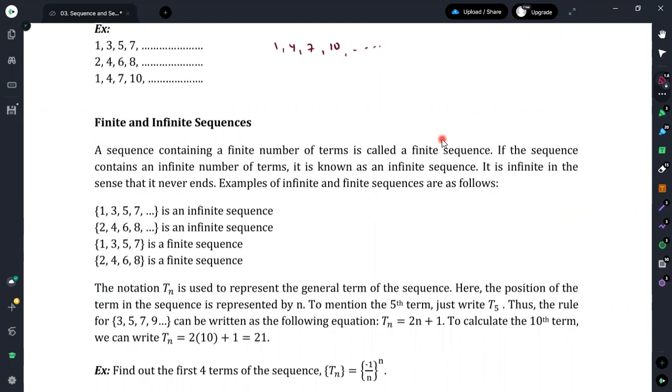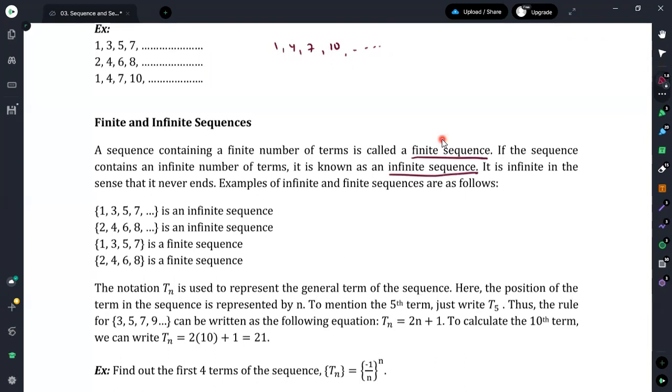Therefore, if you have a finite number of terms in a sequence, then such a sequence is called a finite sequence. Otherwise, if a sequence has an infinite number of terms, such a sequence is known as an infinite sequence. If it is an infinite sequence, it will never end.